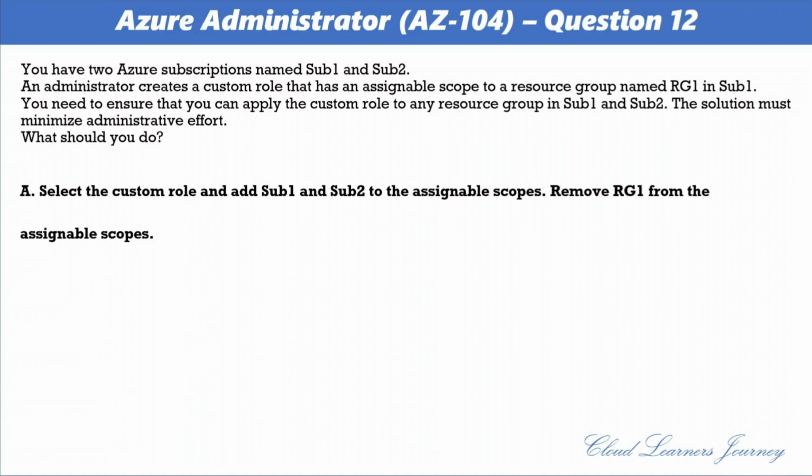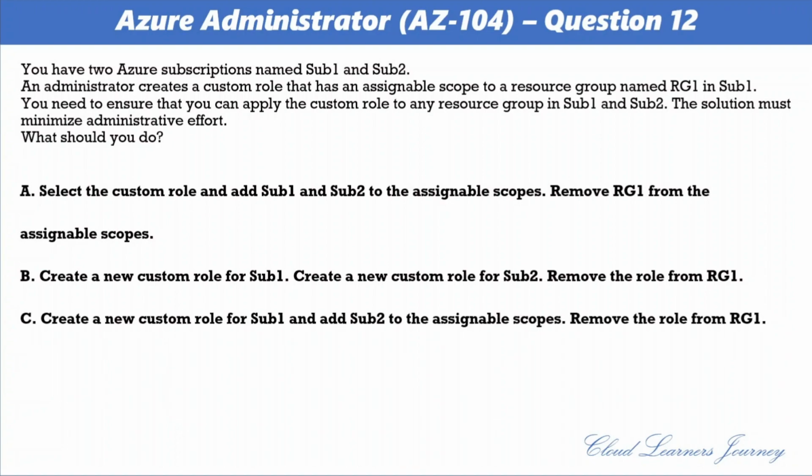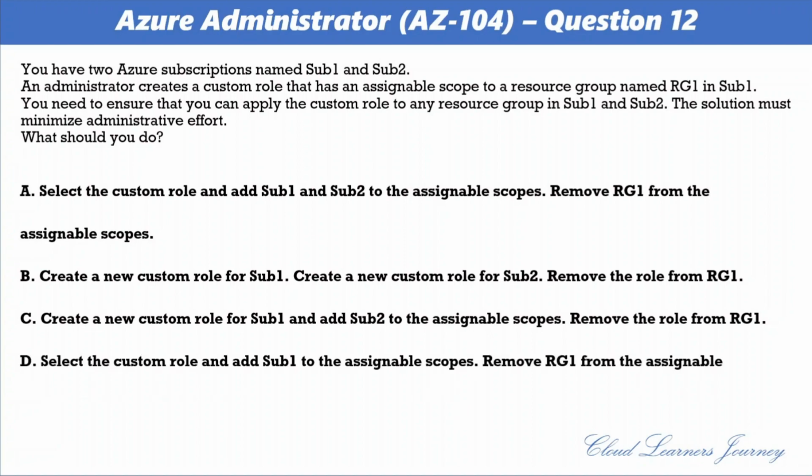A. Select the custom role and add Sub1 and Sub2 to the assignable scope. Remove RG1 from the assignable scopes. B. Create a new custom role for Sub1. Create a new custom role for Sub2. Remove the role from RG1. C. Create a new custom role for Sub1 and add Sub2 to the assignable scope. Remove the role from RG1. D. Select the custom role and add Sub1 to the assignable scope. Remove RG1 from the assignable scope. Create a new custom role for Sub2.